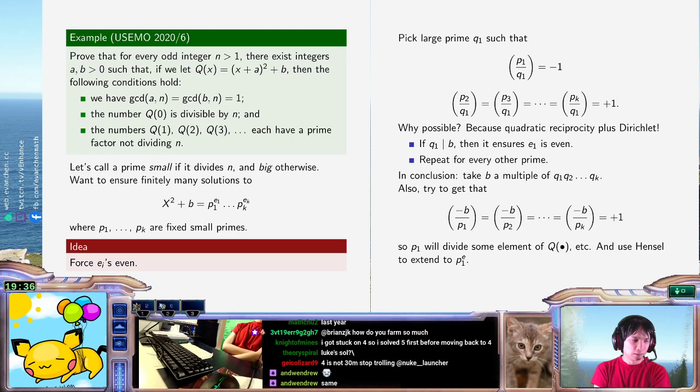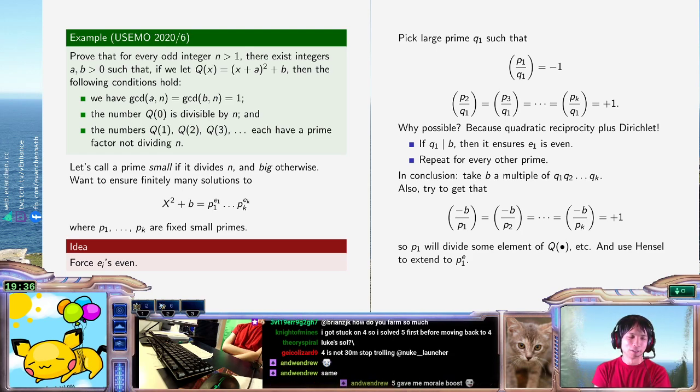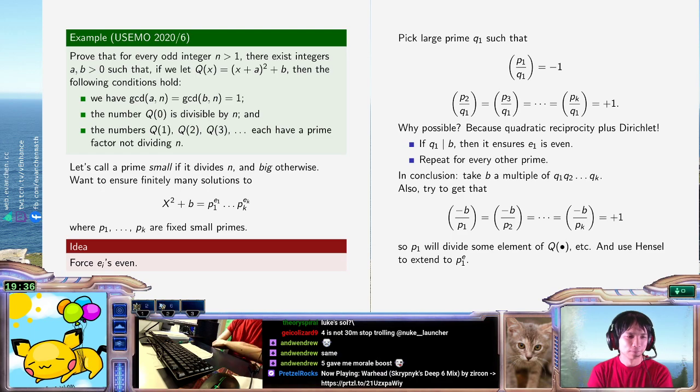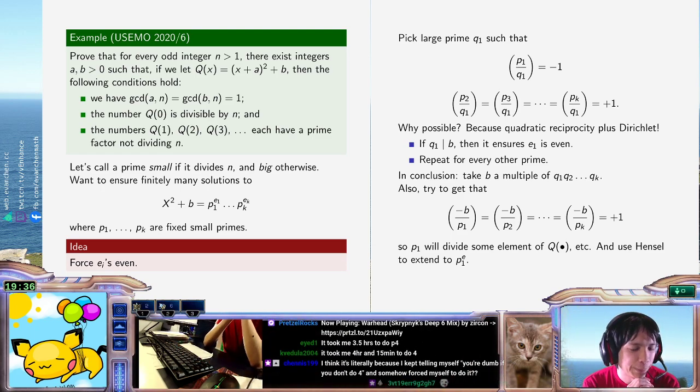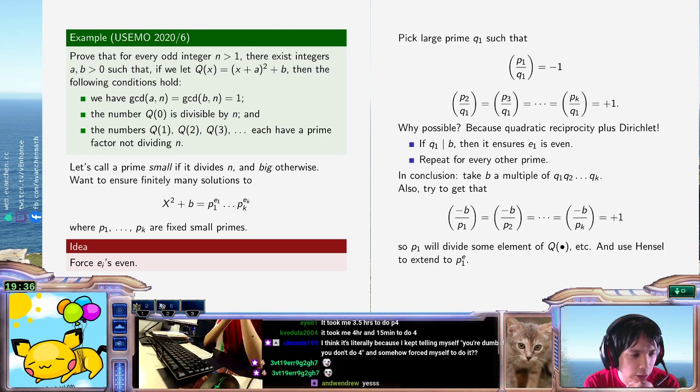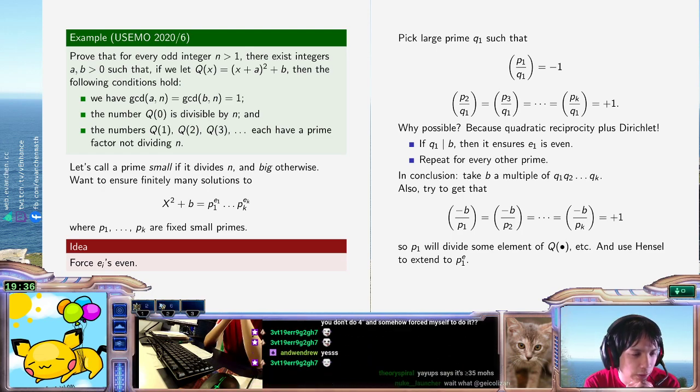But I definitely agree it's at least medium. Yeah. 5 gave me a morale boost, so the plan worked. I thought it was more likely that people would skip the functional equation to do the clean geo than the other way around.